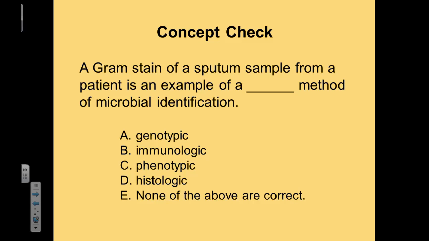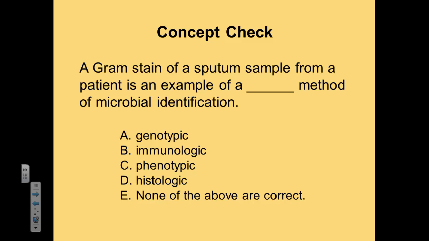So, concept check, class. A Gram stain of a sputum sample from a patient is an example of a blank method of microbial identification. Would it be genotypic, immunologic, phenotypic, histologic, or none of the above are correct? So go ahead and rewind the video, find an answer, pause it, flip back in your PowerPoint slides, or check your textbook. Get me an answer. 1, 2, 3, 4, 5.